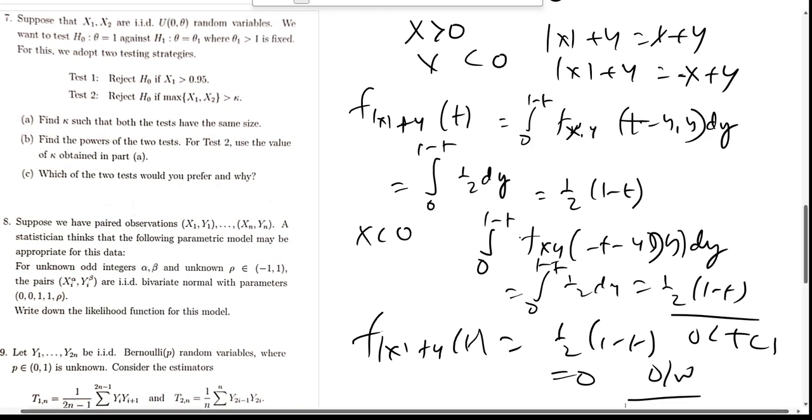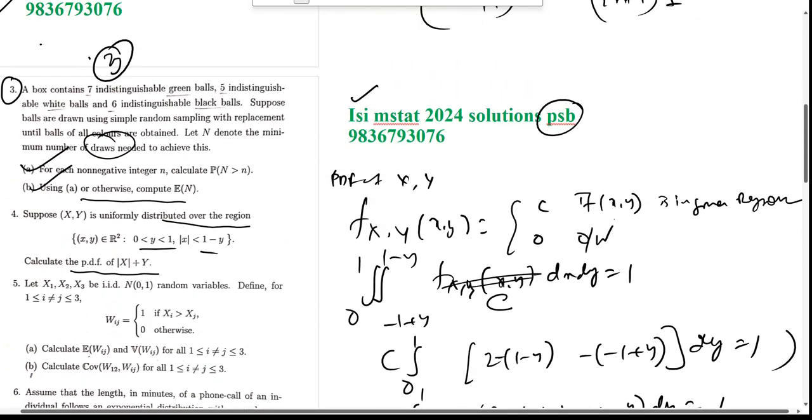So this represents a triangular shaped distribution with a base of 1 and height of 1. And that's the end of this question.